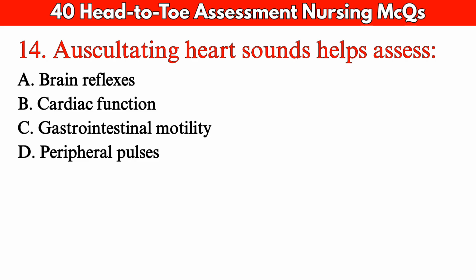A. Brain reflexes, B. Cardiac function, C. Gastrointestinal motility, D. Peripheral pulses. Correct answer, B. Cardiac function. Auscultation of the heart evaluates cardiac function by assessing heart rate, rhythm, and valve closure sounds. It does not assess brain reflexes, gastrointestinal motility, or peripheral pulses.